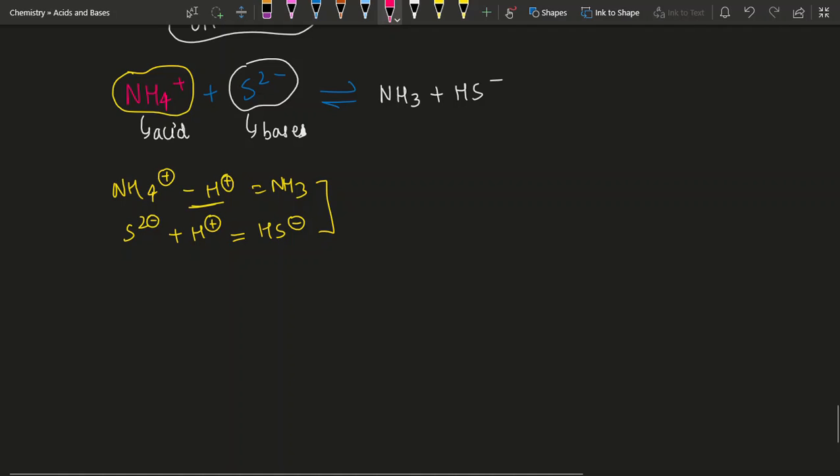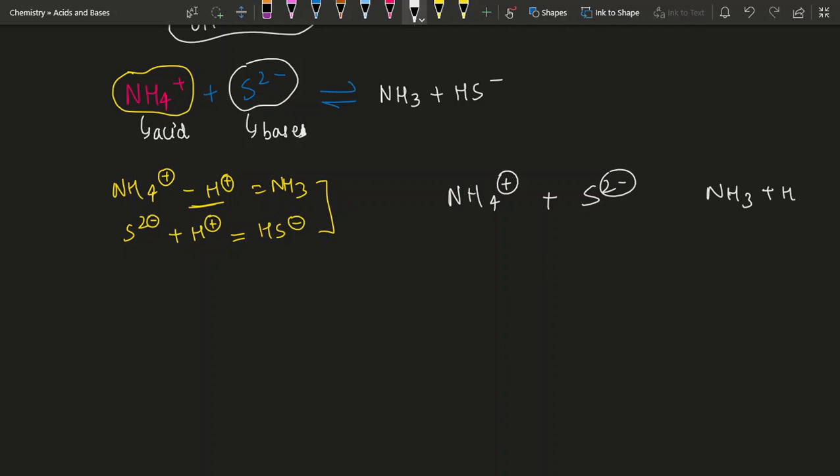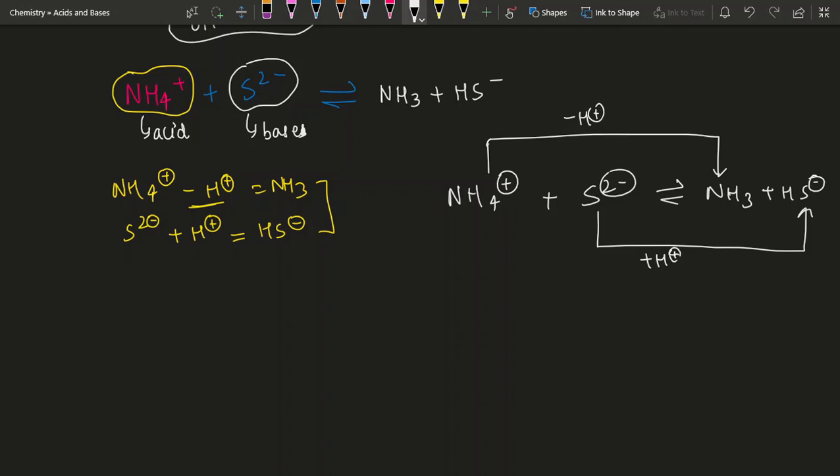Let's take the same example and continue talking about that. NH4 plus and S2 minus give you, on the product side, NH3 and HS minus. What that means is that S2 minus gets converted to HS minus by adding an H plus, and NH4 plus gets converted to NH3 by removing the proton. And you could have done the reverse of this.